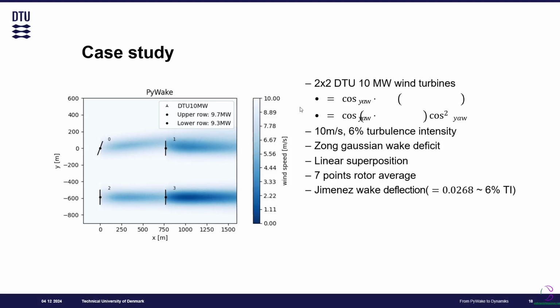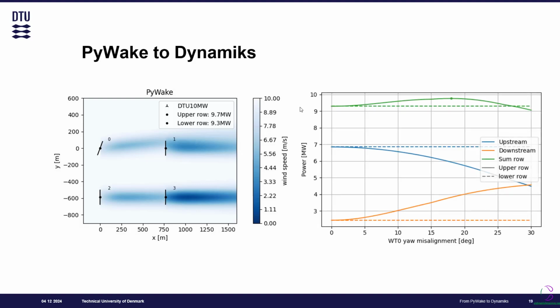So this was a case study that was done for PyWake. So you can see the upstream turbines and the downstream turbines. You see the top row. Top row is 0, 1, bottom row is 2 and 3. And so because when you have an upstream turbine, it slows down the wind behind it, which is the wake. So for the upper row, which is 0 and 1, you have 9.7 megawatts, and the lower row is giving 9.3 megawatts. So you can see how the graph plots the various wind power that is coming out of each of these turbines for the top row and the bottom row.